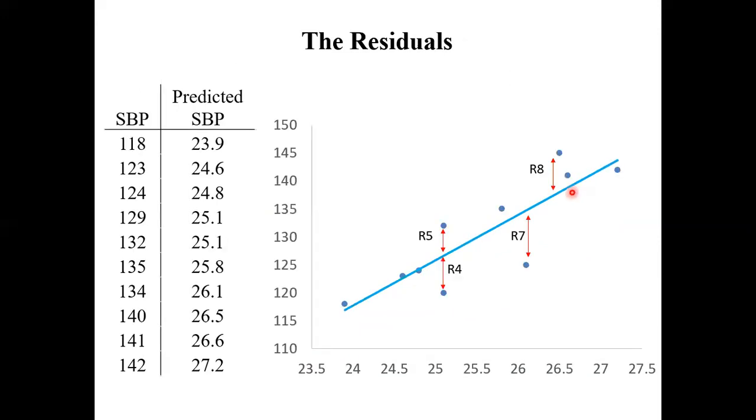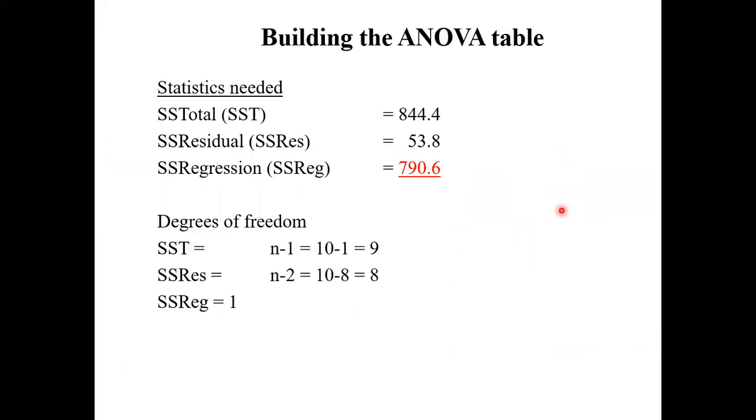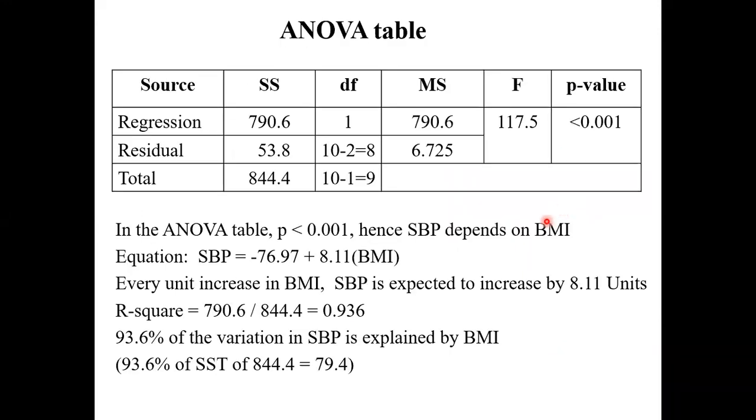Finally, we'll come to another table, residuals. So BP, SBP, these are predicted values. The blue dots are the observed values. The values on the line are the predicted. So the difference between this and this, that is your residuals. Some are above, some are below. So residuals, finally, we put into one table.